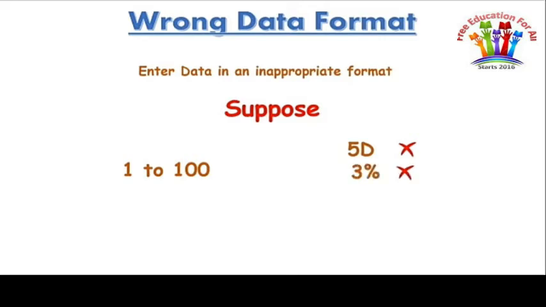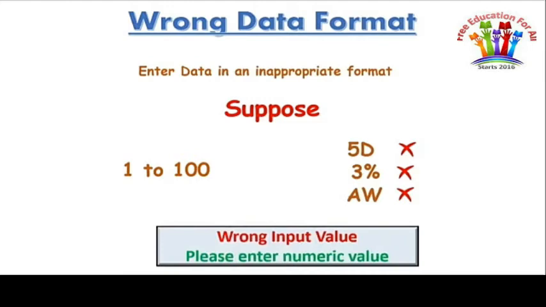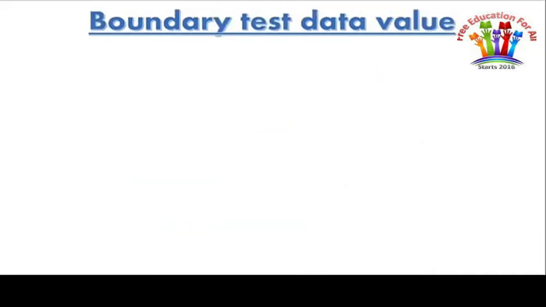You enter 3%, the percent sign is not allowed. Or you enter aw, which is a letter, but your data should be numeric. In that case, when you enter wrong data, one message will display on screen: please enter a numeric number, because the problem is that you have to enter 1 to 100.